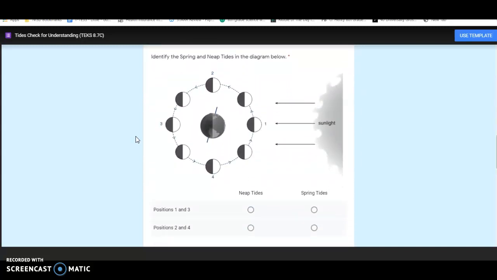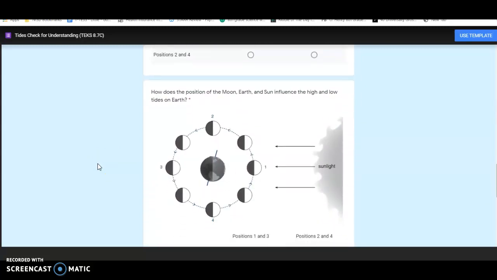Next question asks you to identify the spring and neap tides in the diagram below. So where would I find spring and neap tides? Here's my sun's position. The sunlight is in this direction. Tell me where I would find the spring and neap tides. Would it be at positions 1 and 3 or positions 2 and 4?